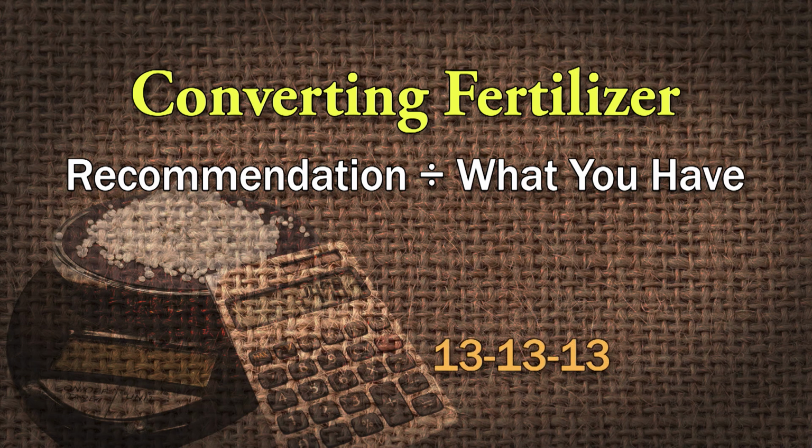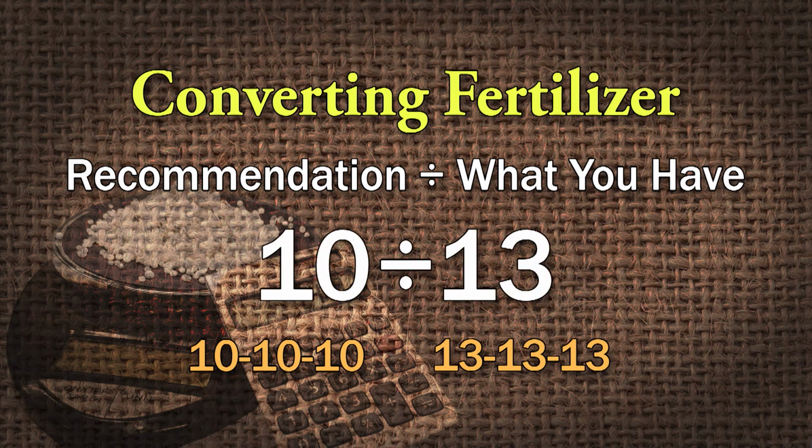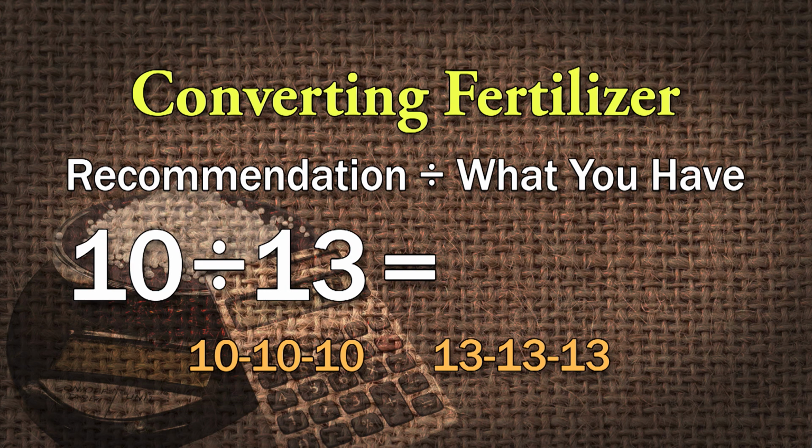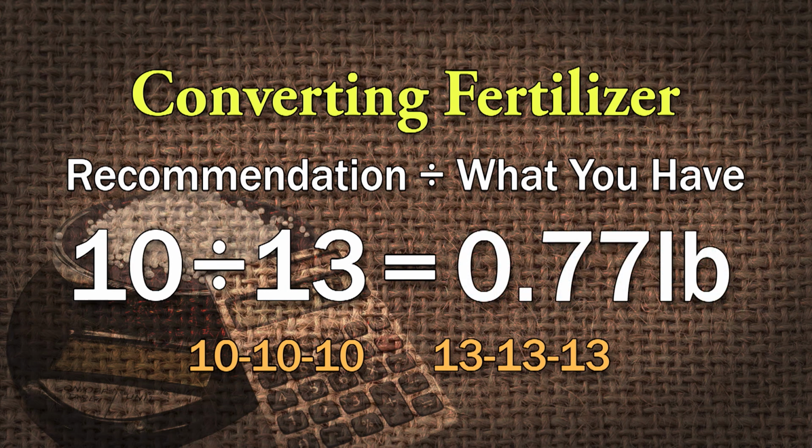So 13-13-13 is what you have, 10-10-10 is what was recommended, so you do 10 divided by 13. Instead of 1 pound of 10-10-10 in 100 square feet, you put down 0.77 pounds, about 3/4 of a pound, of 13-13-13. You get the exact same value, exact same nutrients, and you don't need to go buy another bag of fertilizer that is going to sit in your garage.